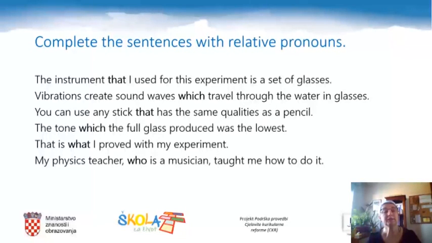Here are the completed sentences. The instrument that I used for this experiment is a set of glasses. You can also say the instrument which I used. Vibrations create sound waves which travel through water in glasses. You can also say vibrations create sound waves that travel.